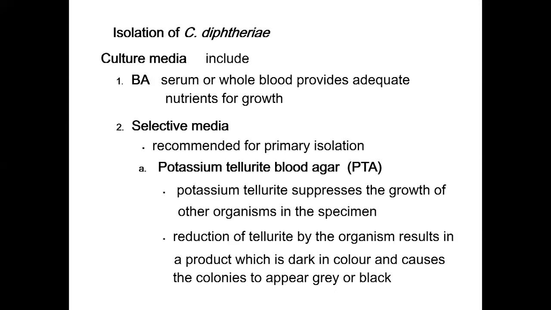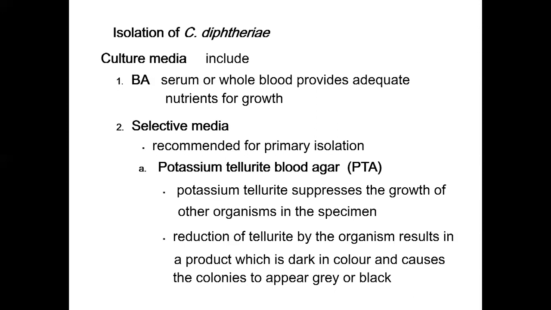So the commonly used selective medium is actually BA, but it has a chemical added to it to make it selective. And the chemical is potassium tellurite. So it is referred to as potassium tellurite blood agar, abbreviated as PTA. The potassium tellurite suppresses the growth of other organisms in the specimen, and enables Corynebacterium bacteria to grow. And as it grows, it reduces tellurite.